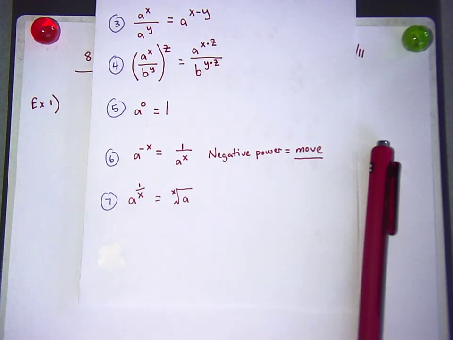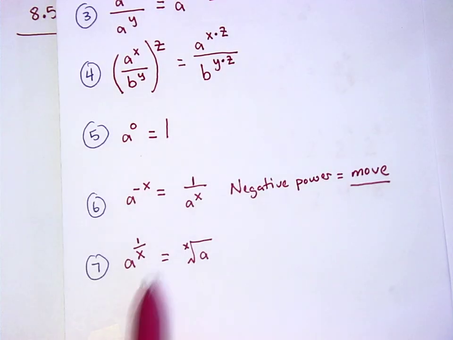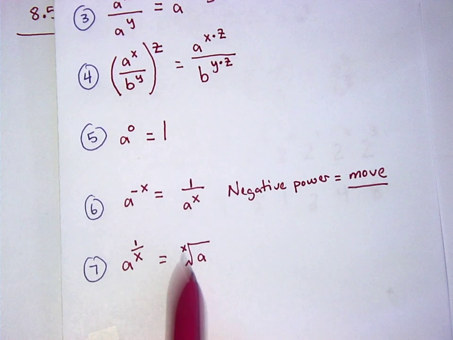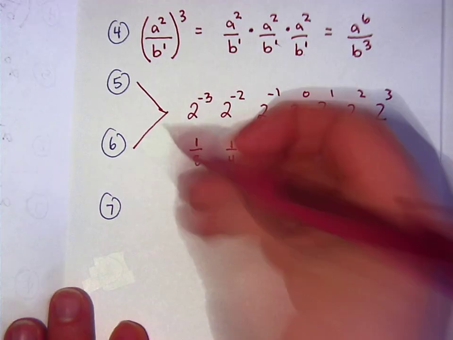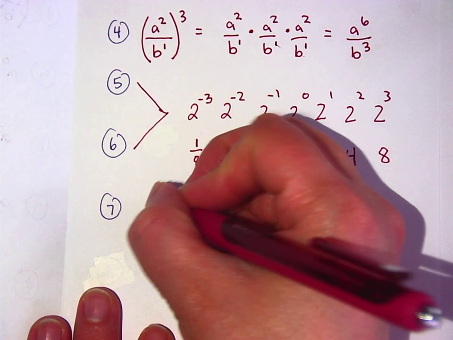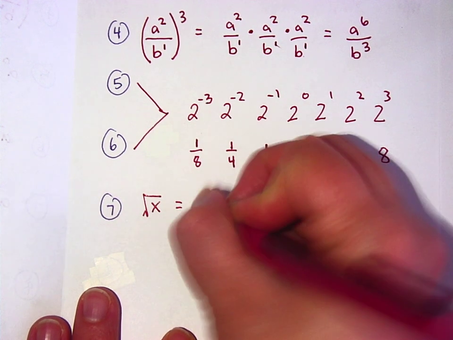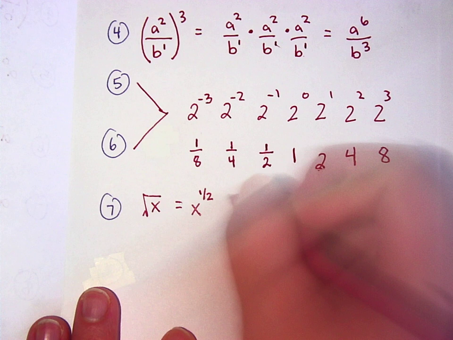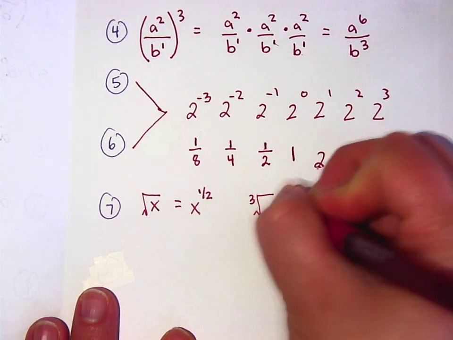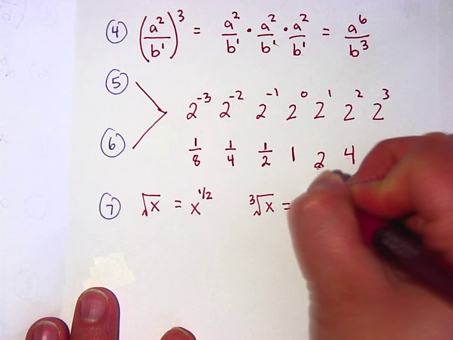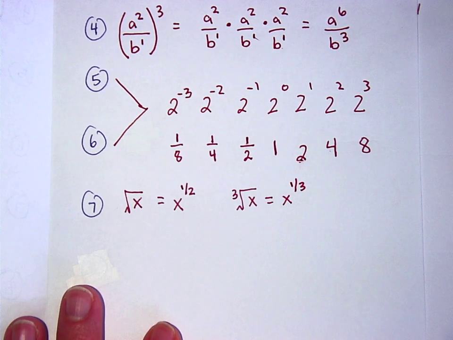Okay, so again, the last rule on your sheet is that a to the 1 over x is like an xth root. So I'm just going to do a couple examples in here. A square root is the same thing as x to the 1/2 power. A cubed root is the same thing as x to the 1/3 power. Do you guys know what a cubed root is?